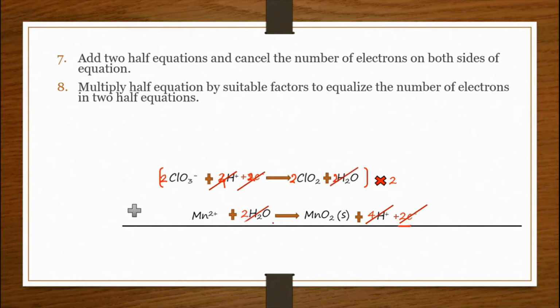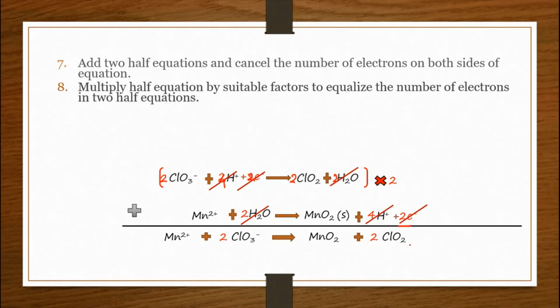2 water molecules will get cancelled out with 2 water molecules, and you will get the equation Mn2+ plus 2ClO3- gives MnO2 plus 2ClO2. So now the reaction is balanced.